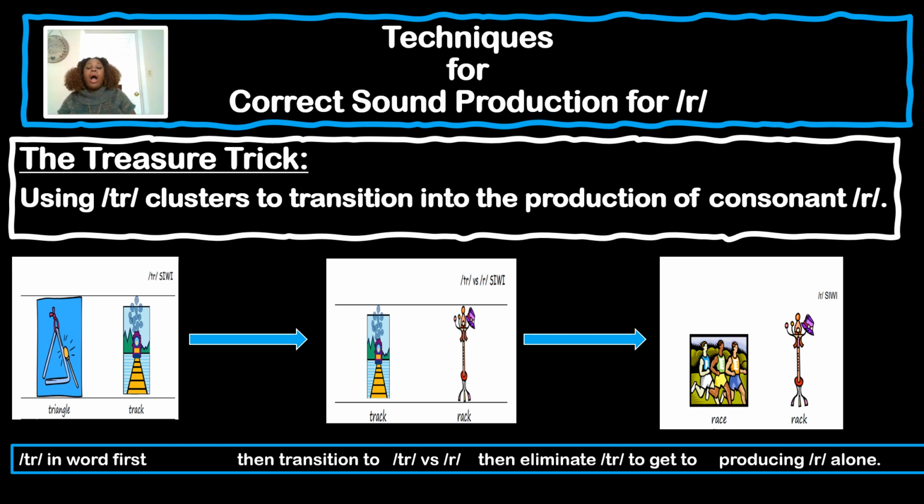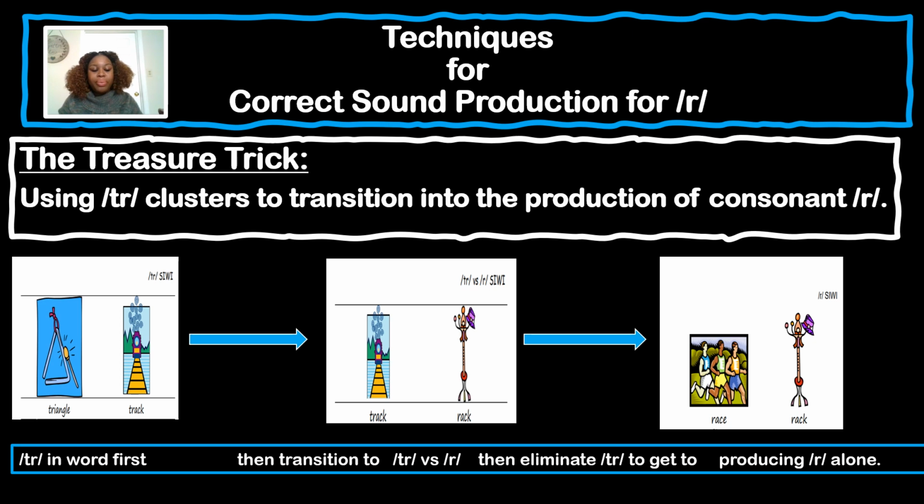So the next one is also a trick that I learned from Carolyn Bowen. It is called the treasure trick because the TR sound, or the TR cluster, makes for an easy transition for kids into the production of a consonant R. And I say consonant R because we do have vocalic R's like car or store, but we're only focusing at this moment on the consonant R, like what we hear in the word red.